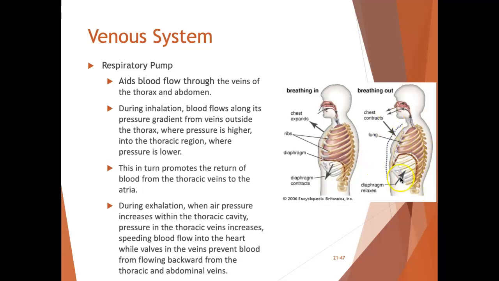Now during exhalation, which we see here, we push all that air out, and the air pressure increases within our thoracic cavity and the pressure in the thoracic veins now increases. That speeds the blood flow into the heart while our valves in the veins are preventing it from moving backward from the thoracic and abdominal veins.